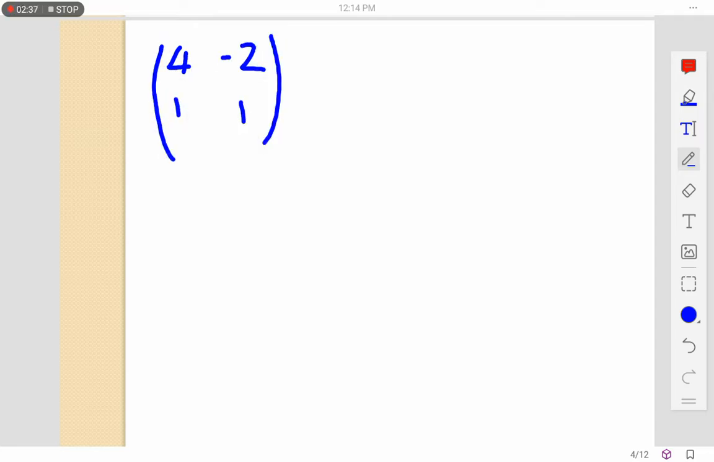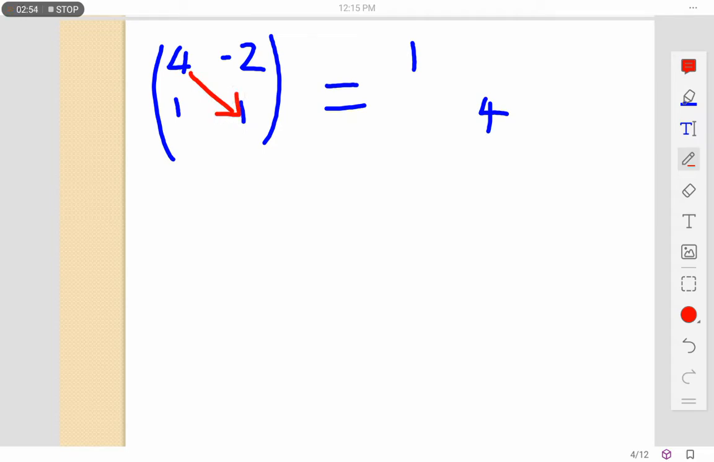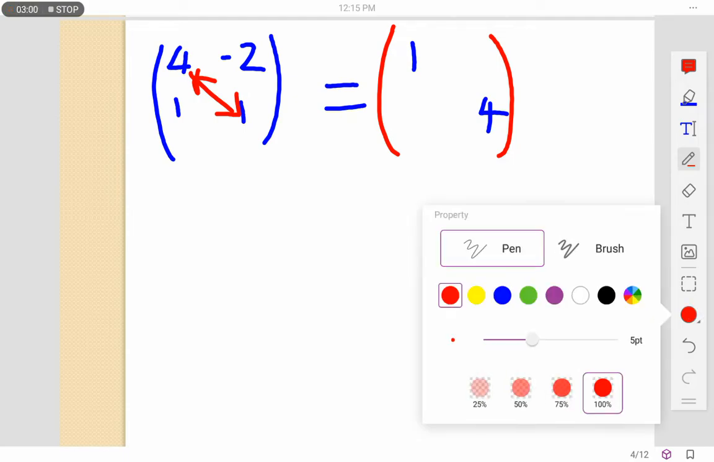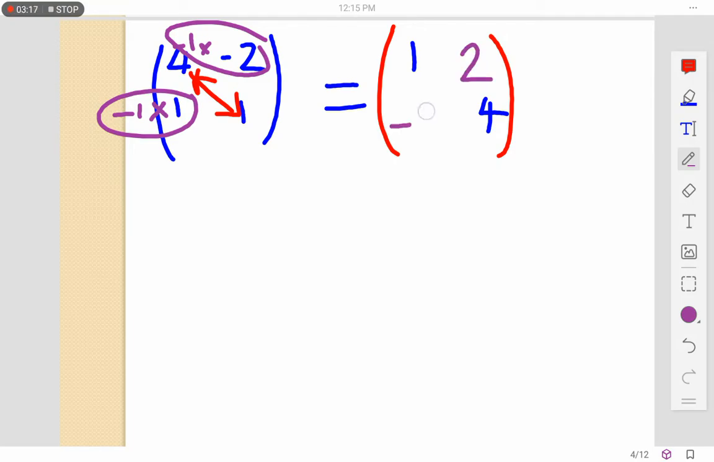Okay, so if we do that, we said we interchange the numbers. Interchanging will have 1 and 4 there. So I've interchanged these numbers. That's where I have 4 and 1. Now after that, I multiply by minus 1 on these ones, by minus 1 on these ones. Okay, like this. So if I do that, I'll get a 2 here, I'll get a minus 1 here.